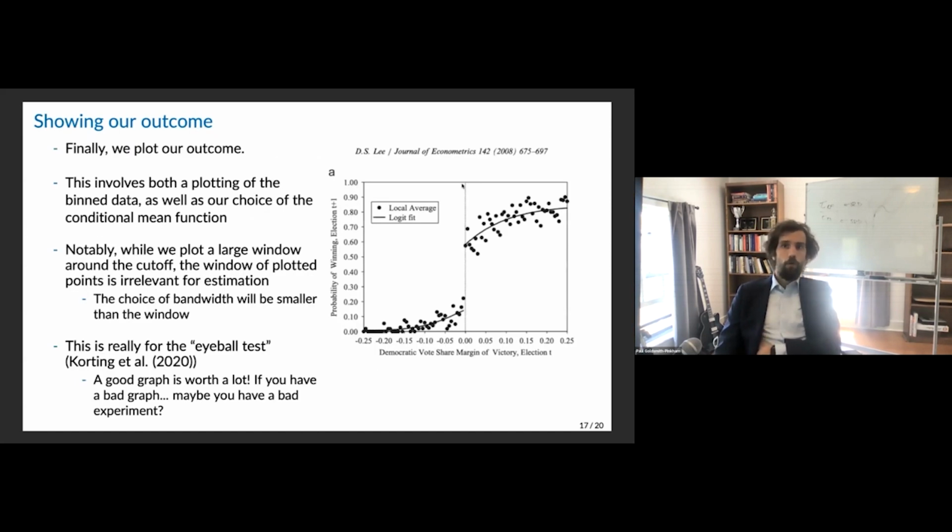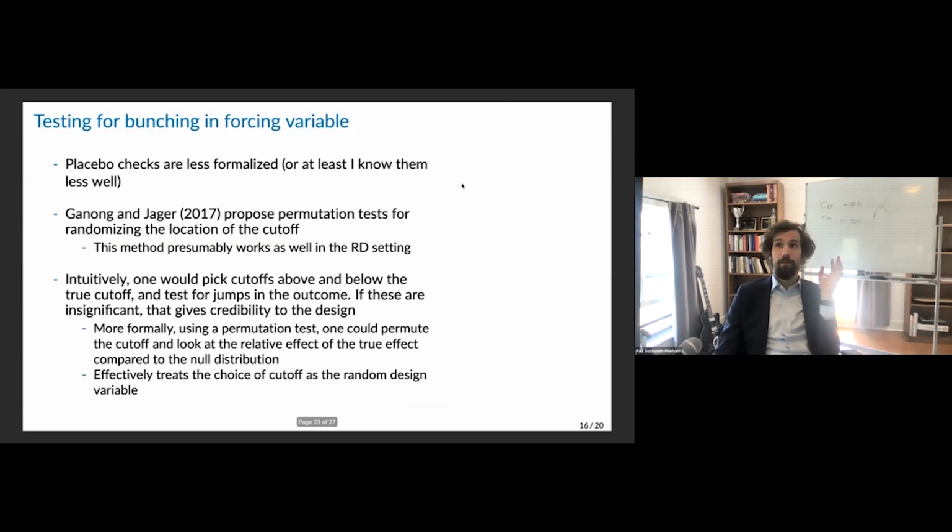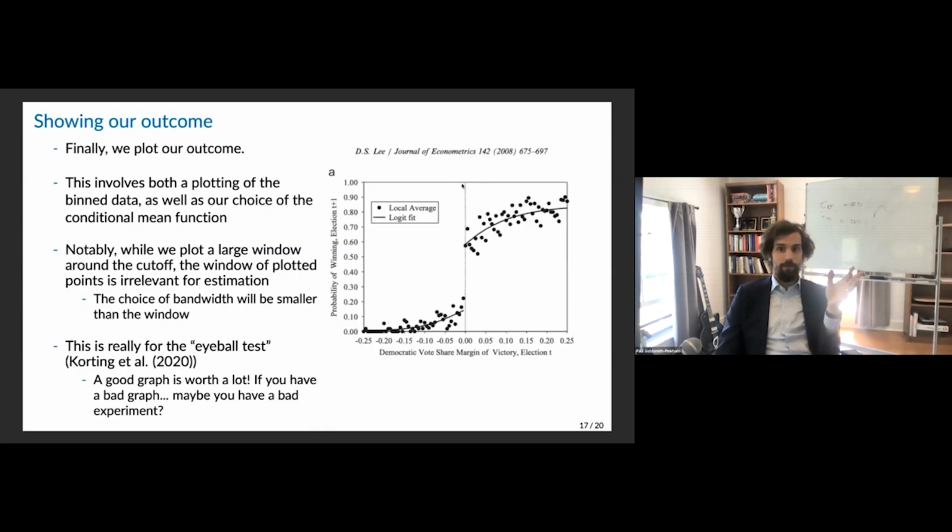Okay, so finally, we plot our outcome. We show our outcome. So, right, we've done all these things. So basically we spent 50 minutes. This is what most talks, by the way, are like. If you haven't given a lot of talks, it's 50 minutes defending my identification strategy, 10 minutes of showing you what the result looks like.